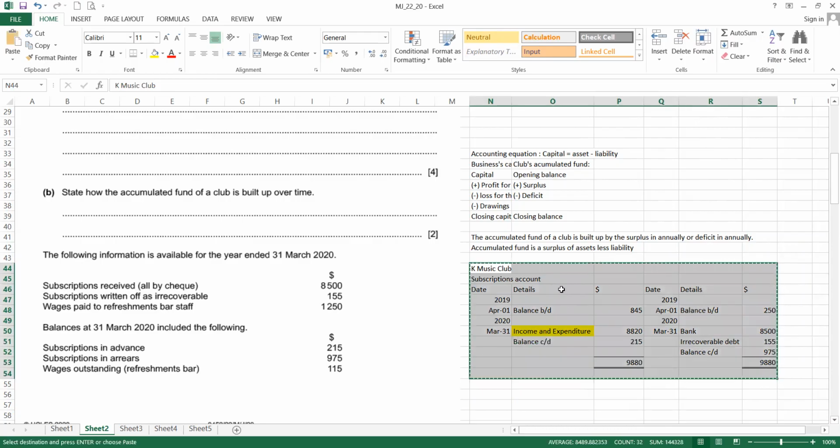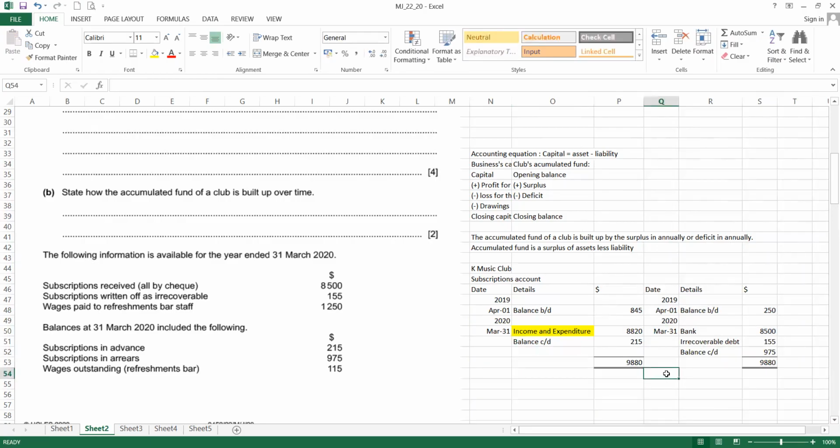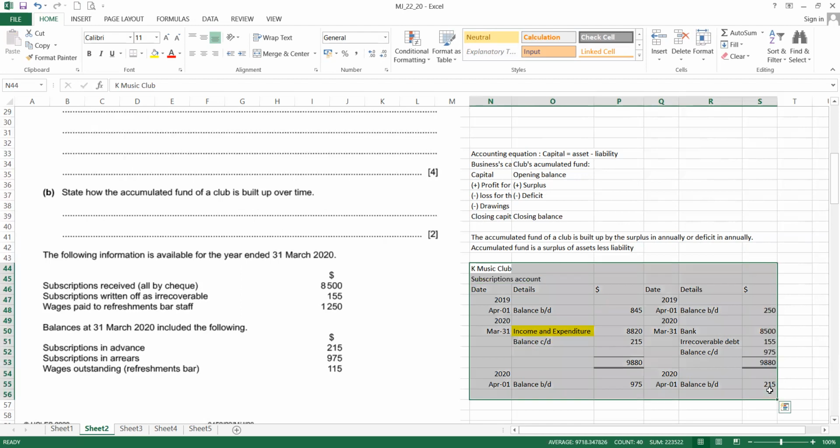So let's see. Okay, one more item forgot. Balance carried down, balance brought down. Always remember, must be complete, the double entry. This is a must, so don't forget, because the marks are normally given here. Okay, so now we have completed the double entry already.